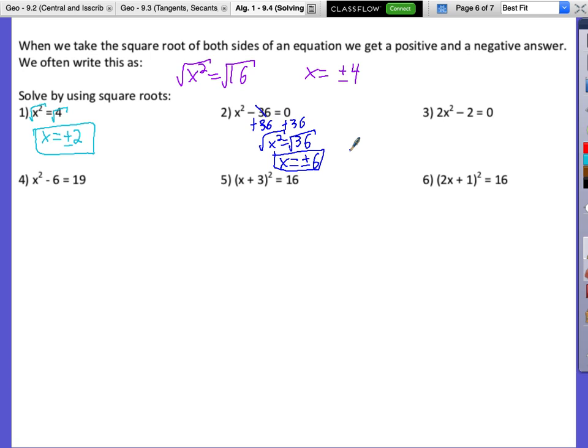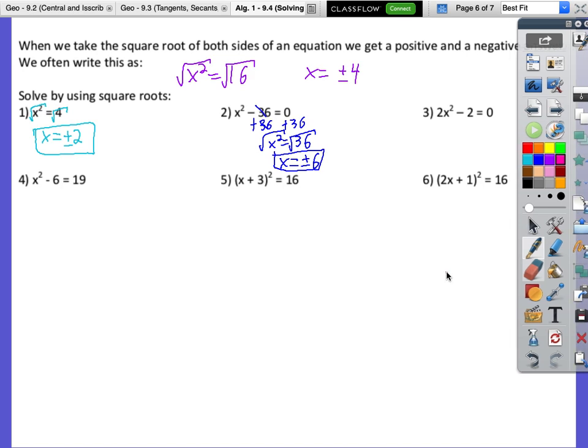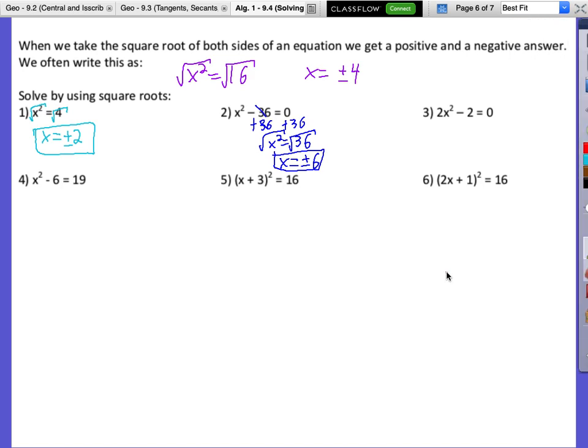Questions on 2. Let's look at number 3. Okay? Number 3. First step is what, Justin? Add 2. Okay, isolate the square term. We'll start by adding 2. 2x squared is equal to 2.